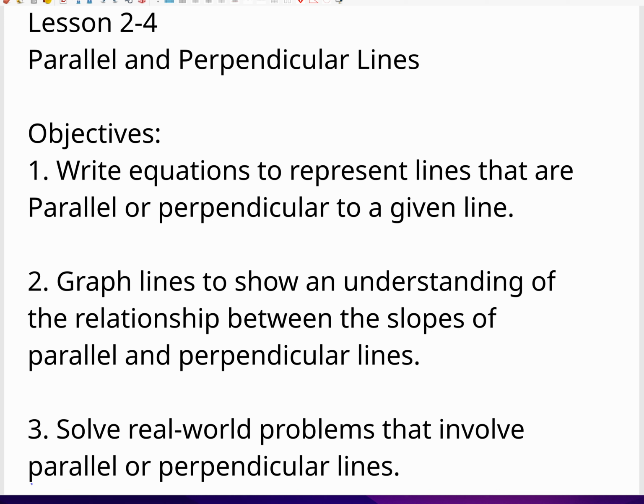Okay, lesson 2-4, parallel and perpendicular lines. Guys, this is the last lesson in chapter 2. So by the end of the week, we'll be talking about a test. I mean, we'll be taking a test by Friday.